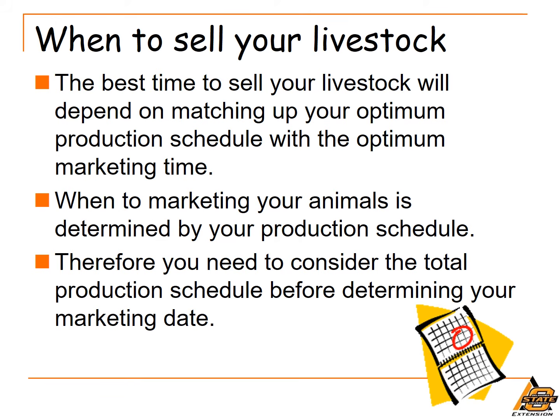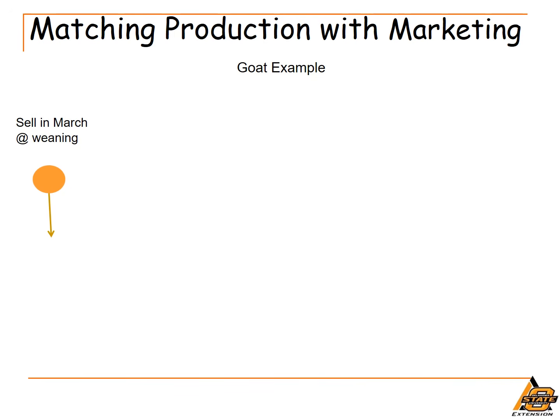When marketing your animals, you really have to look at your production schedule because the marketing time is determined upon your production schedule. So you need to consider your complete production schedule before determining your marketing dates. And I've got a little example here I want to show you. In my example here with matching production with marketing, I'm going to use goats as an example. And here our target time to sell our animals we're going to look at is March.